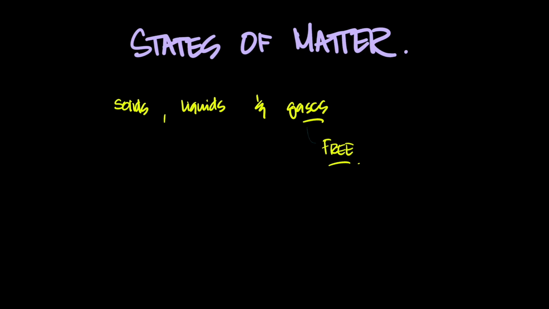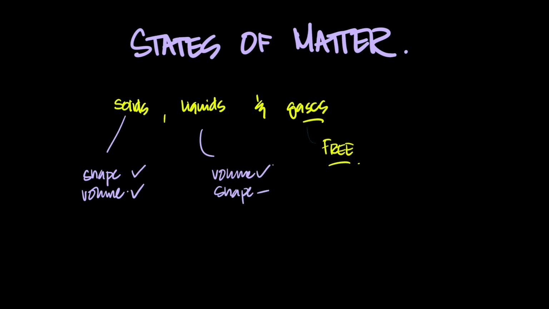So when a balloon inflates, when you blow air into it, the gas, which is the air, is taking up space. It pushes against the walls of the balloon, taking the shape of the balloon. So let's recap these. Solids have definite shape and definite volume. Liquids have definite volume, but the shape changes. It takes the shape of the container.